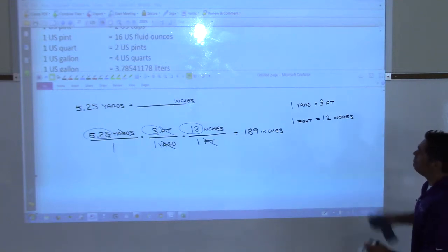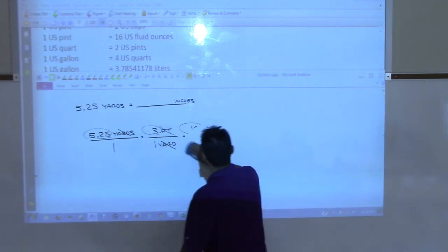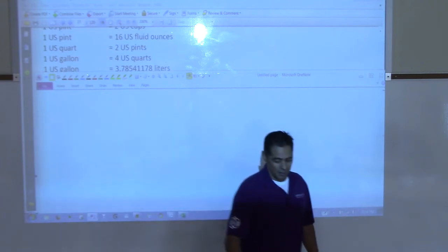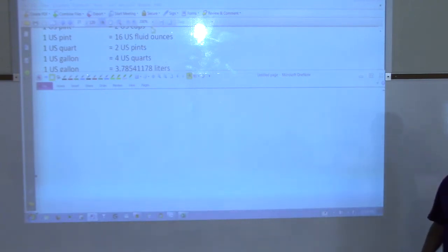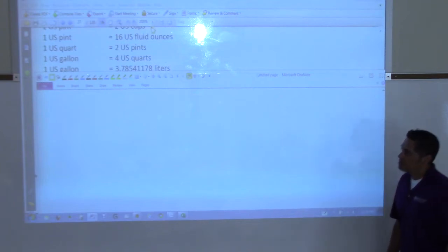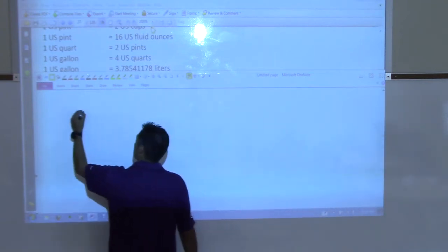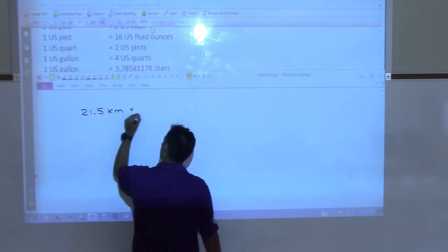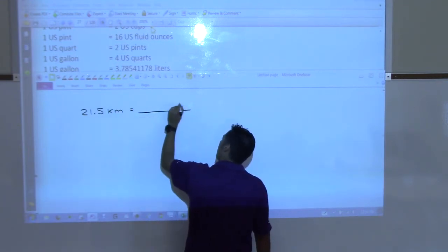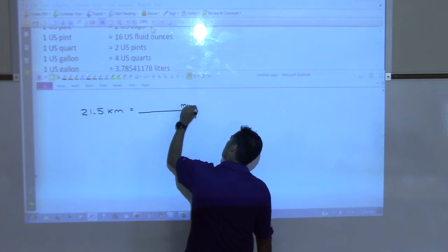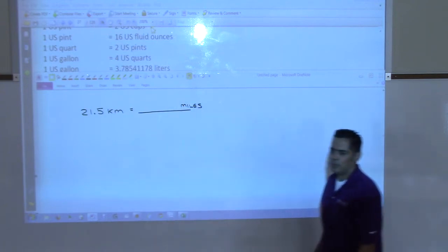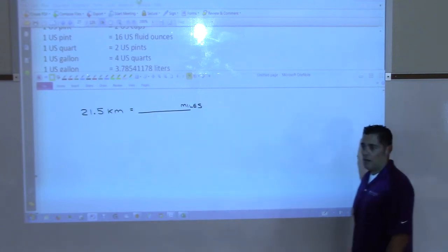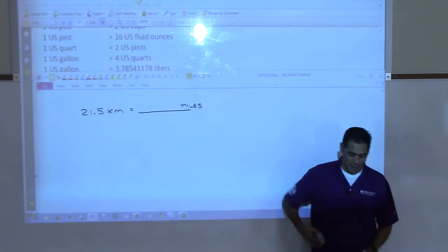All right, so that's it. Let's do another one. Let's try and convert from one system to the other. All right, we're going to try and go from metric to imperial or the other way around. So how about this? How about let's convert 21.5 kilometers into miles. Now let's keep something in mind here, all right? I don't want us to lose sight of something, all right? And that is this.